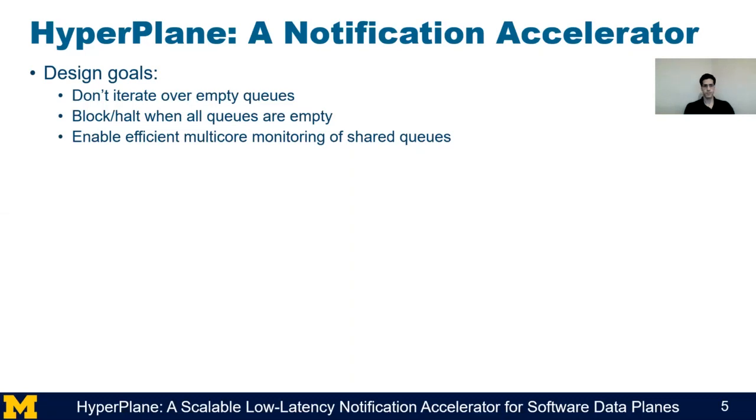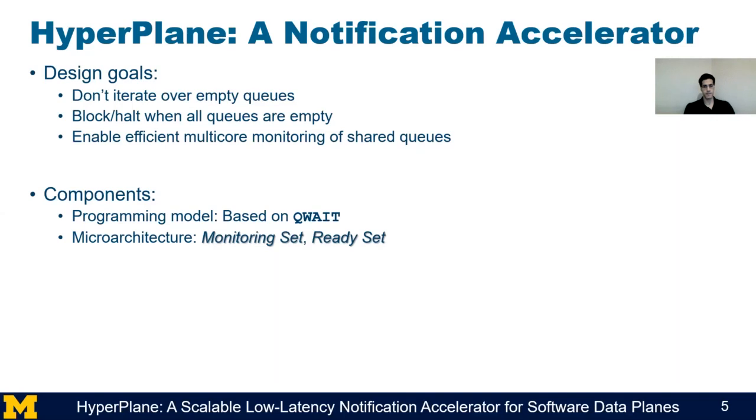In this work, we propose a notification accelerator for software data planes called HyperPlane. HyperPlane allows cores to not iterate over empty queues and halt execution when all queues are empty. It also enables multiple cores to efficiently monitor a set of shared queues.